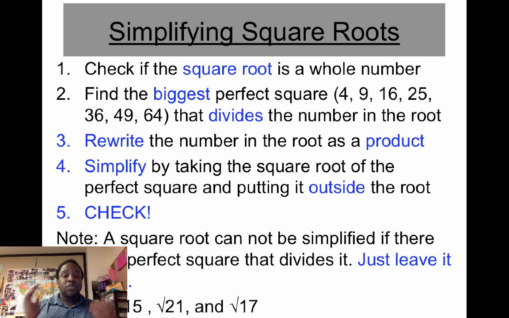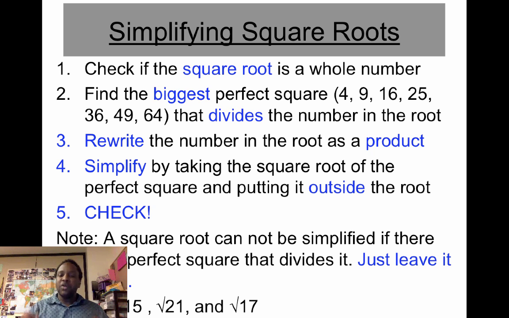Okay, so the process of simplifying radicals. It's kind of like a 5-step process, or really it's a 4-step process with checking at the end. So first step, check if the square root is a whole number. If it's not a whole number, we can't simplify it. It's as simplified as we can get it. But if it's a whole number, okay, we can simplify it, potentially.